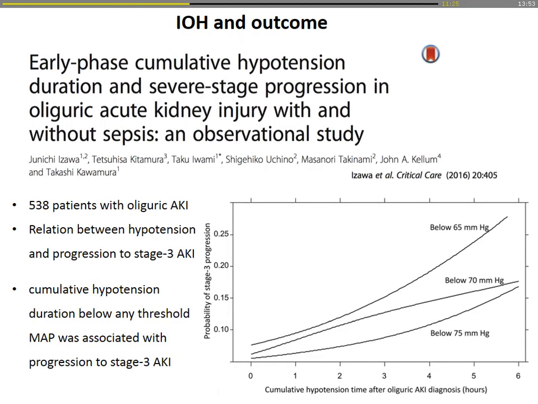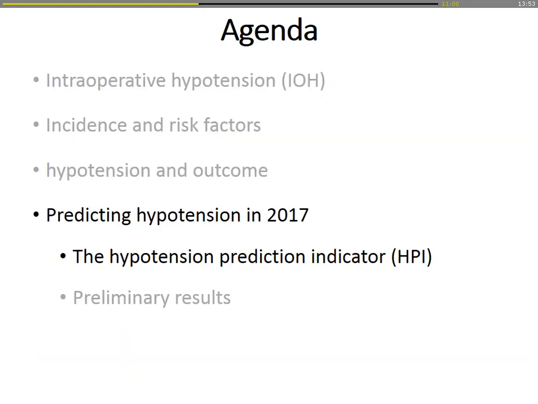And this is the last study I want to show you. It shows clearly that cumulative hypotension below different thresholds is associated with acute kidney injury, and the lower the threshold you look at, the higher the incidence of acute kidney injury. So if the blood pressure is low, your kidney doesn't like it. This is true for the OR, but also for the ICU.